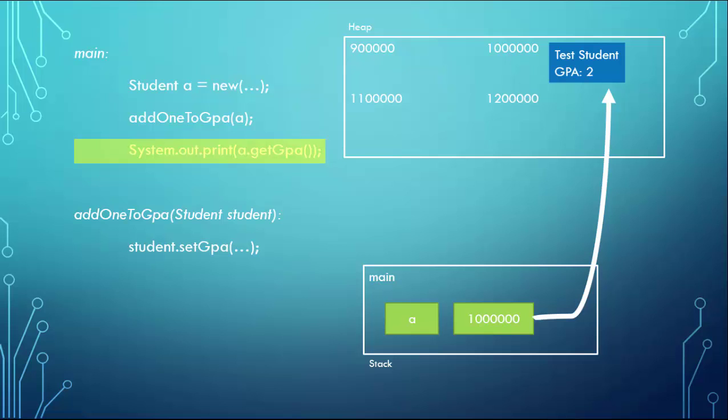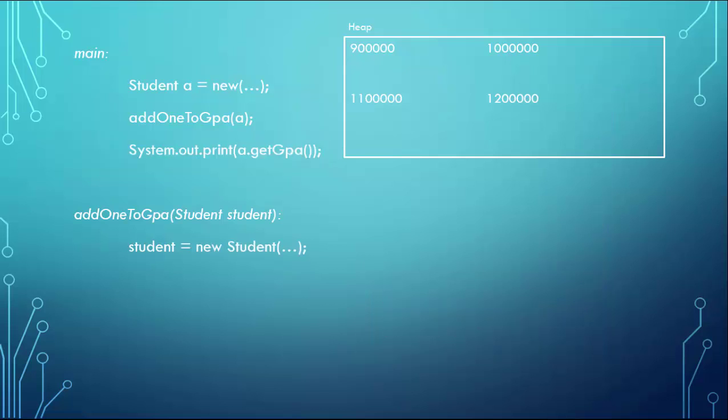If we say student B equals A, all we're doing is B is now pointing to the same spot in the heap that A was. So if we change B's GPA, when we get it from A, it has the new GPA. They're both referring to the same location in the heap. Let's look at one more variation in this code. What if in our add1 to GPA, instead of saying student.setGPA, we say student equals new student and whatever information with a GPA of 2.